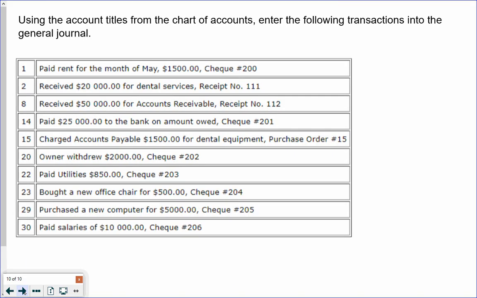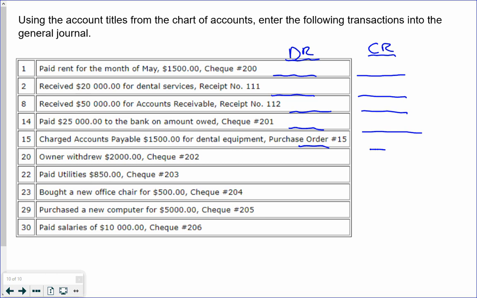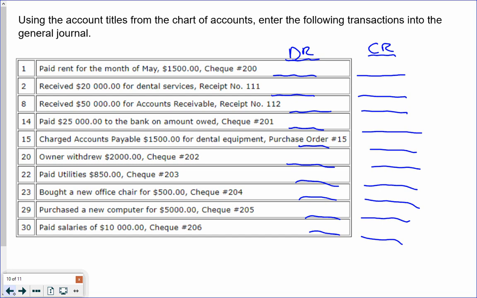So what you may want to do before you do anything, and again, you don't have to do this if you don't want to, is figure out which account is being debited and which account is being credited for each transaction. You don't have to do that, but if you want to, you can. And then once you've figured that out, you're going to use Google Classroom and do the general journal on Google Classroom. So you're not doing this one by paper and pencil. You're going to do this one in the lab.